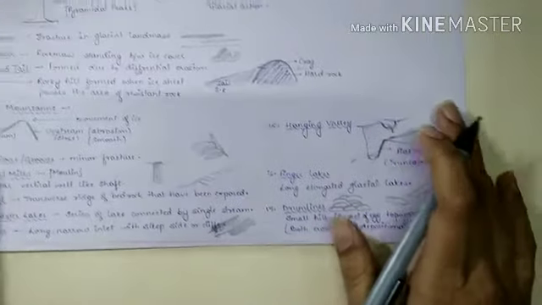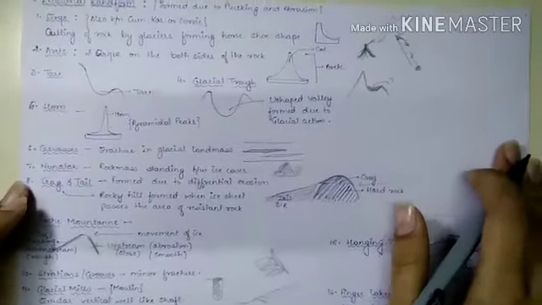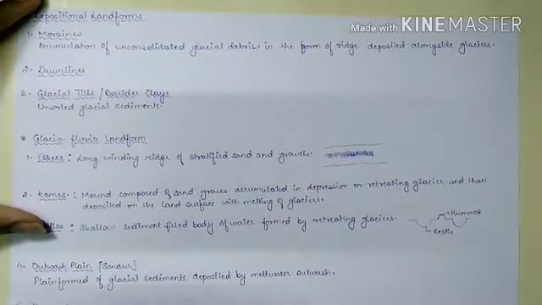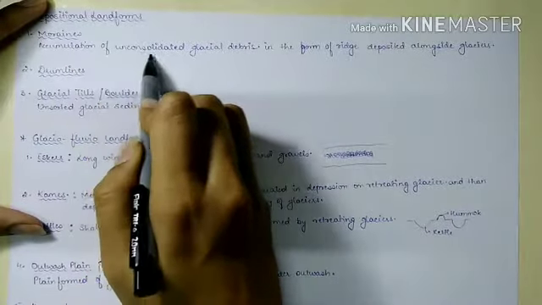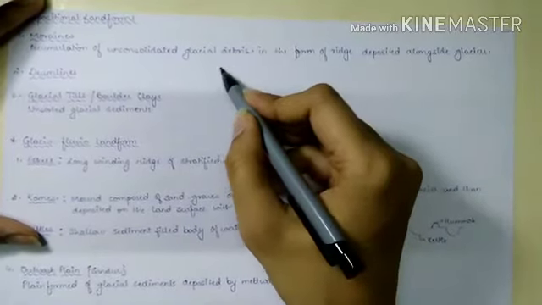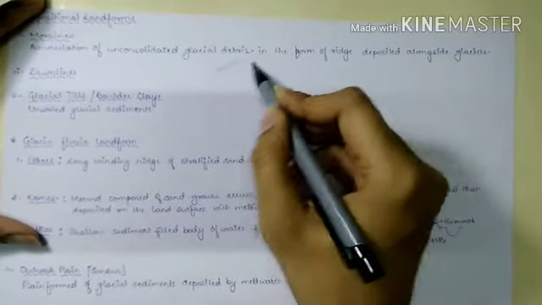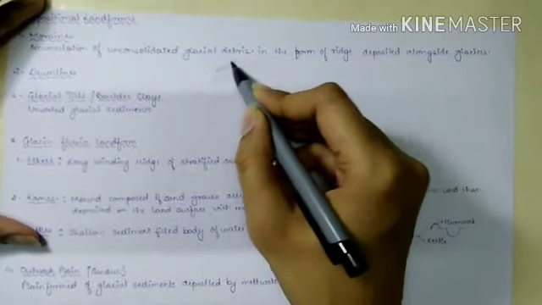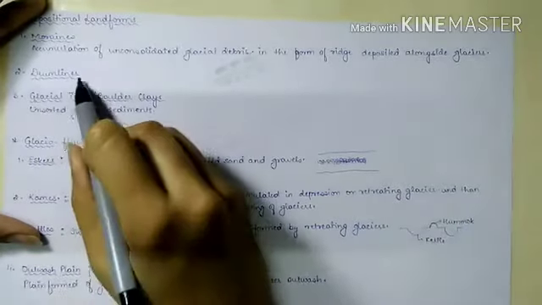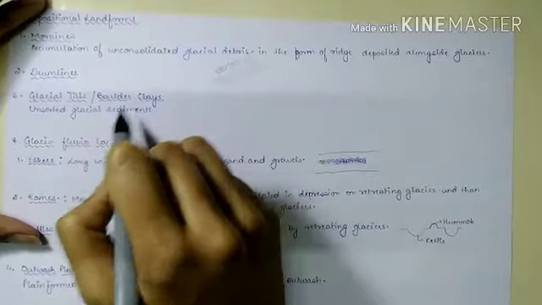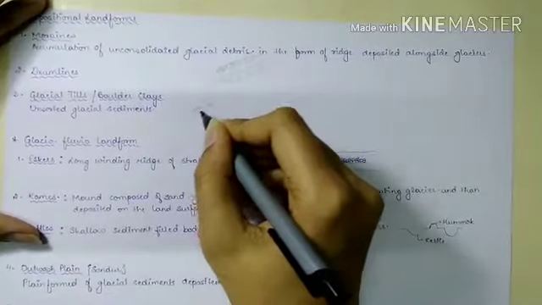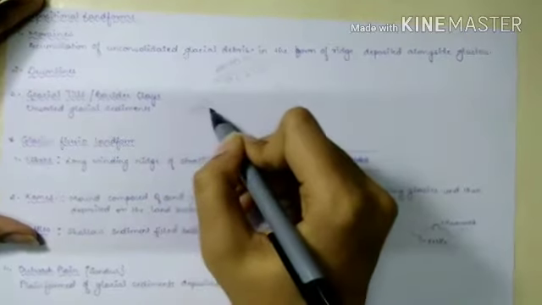Now we will jump on to glacial depositional landforms. So basic depositional landforms, first is moraine. Moraines are accumulations of unconsolidated glacial debris in the form of ridges deposited alongside glaciers. So this is the glacial flow, and here we have moraines. Okay, next, drumlins we have done. We have glacial tills or boulder clay. They are finer particles, bigger particles. So they are unsorted glacial sediments deposited.